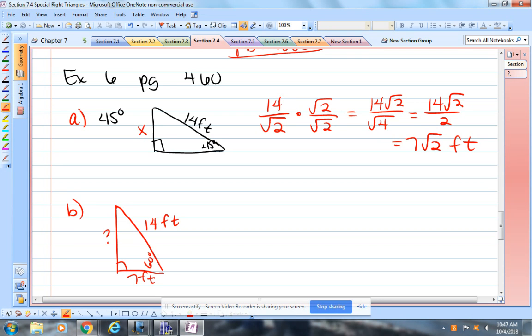Now that I know the short leg, it's really easy to find the height. What do I do if I have a 30, 60, 90? How do I get the long leg? Short leg times radical 3. So that's just going to be 7 radical 3 feet.